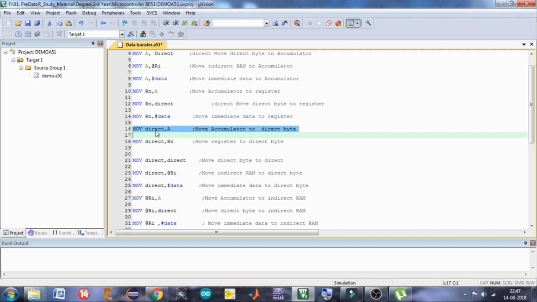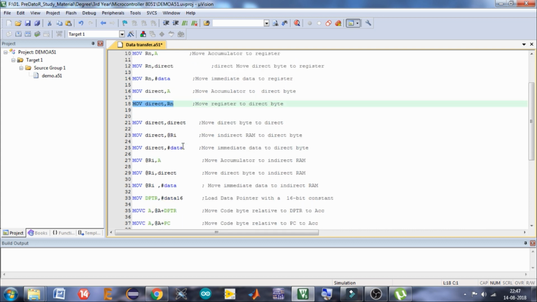In this case, MOV direct, A. It means that the data is moved from accumulator to the direct memory location. In MOV direct, Rn, the data is moved from Rn registers to the direct memory location which is specified. Now this instruction moves the data from direct memory location into another direct memory location, that is from direct to direct. That's why it is MOV direct, direct.